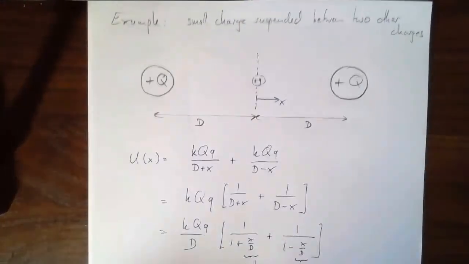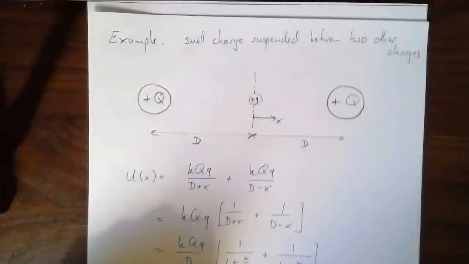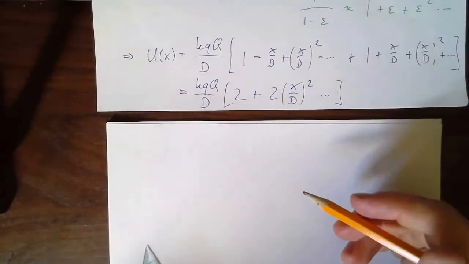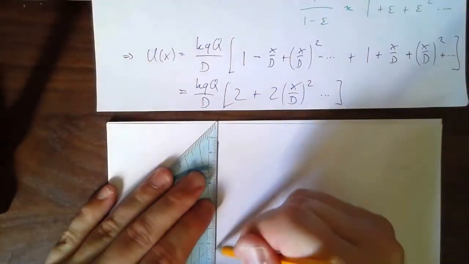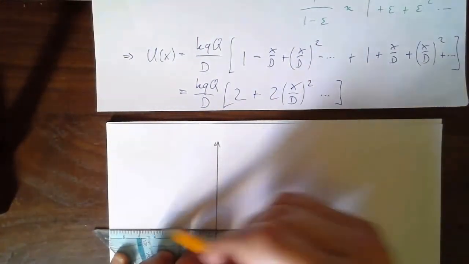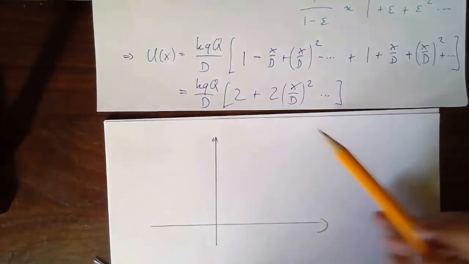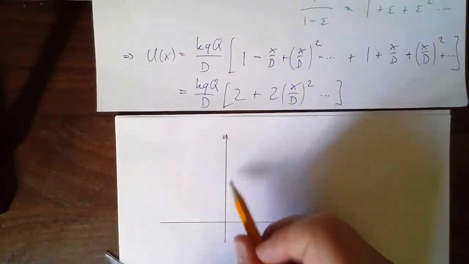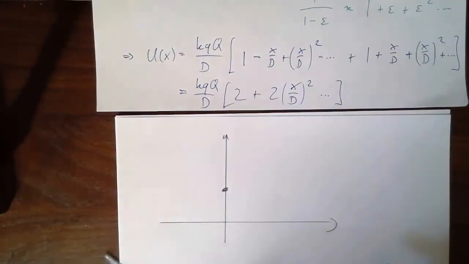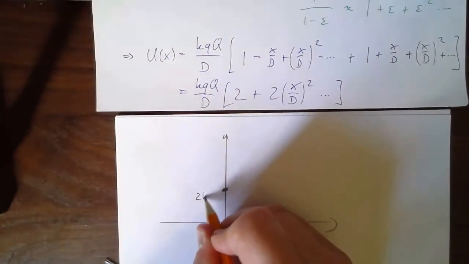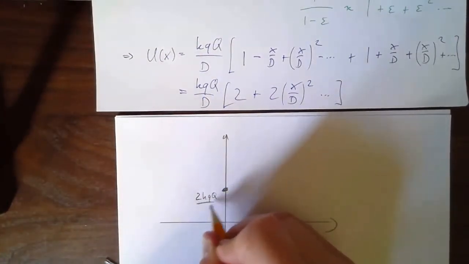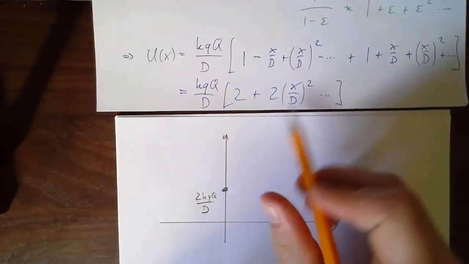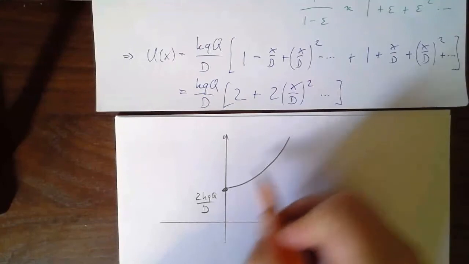So let me plot this by hand. Let me sketch it for you. So this function here, what does this look like? It has a constant, right? At x equals 0, it's not 0, it's somewhere like here, namely at 2kq over d. But then it is a quadratic, so it's going to look like this.